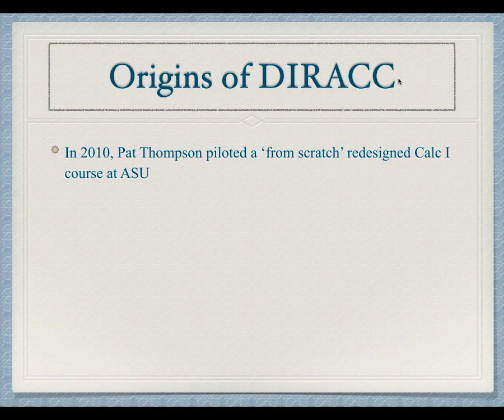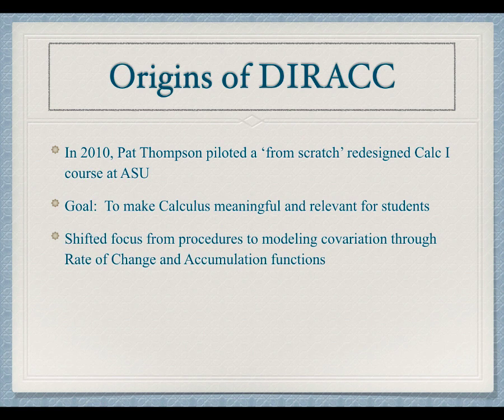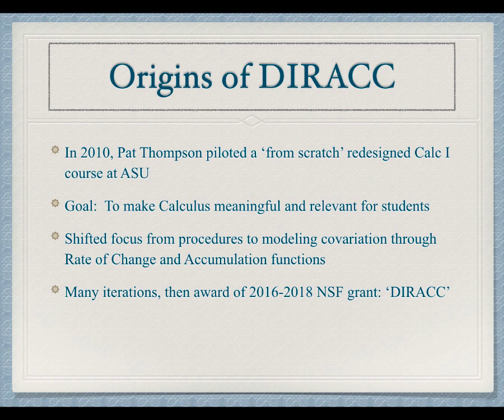In 2010, Pat Thompson piloted a from-scratch redesigned Calc 1 course. The goal was to make calculus meaningful and relevant for students, and it shifted focus from performing procedures to modeling covariation through rate of change and accumulation functions. He had about 3 semesters of iterations, and he handed it off to me, and then we continued to iterate and revamp and revise.